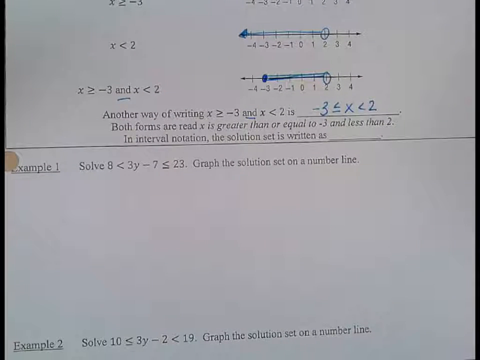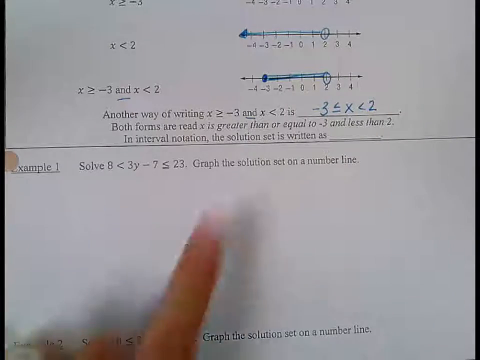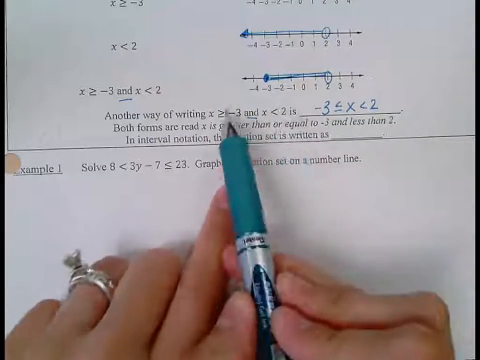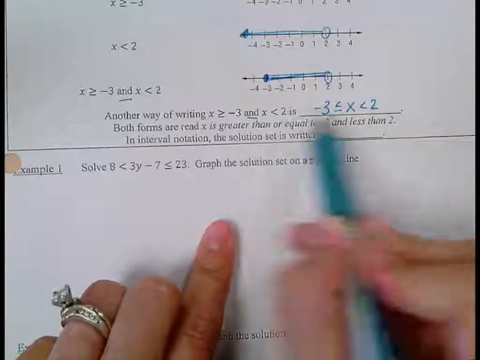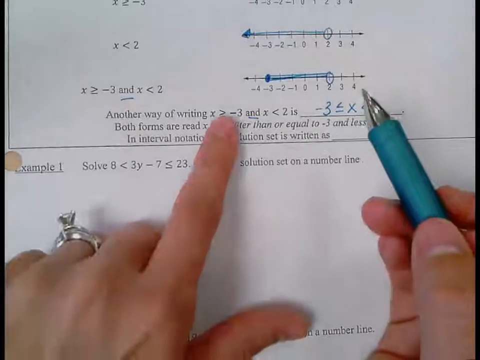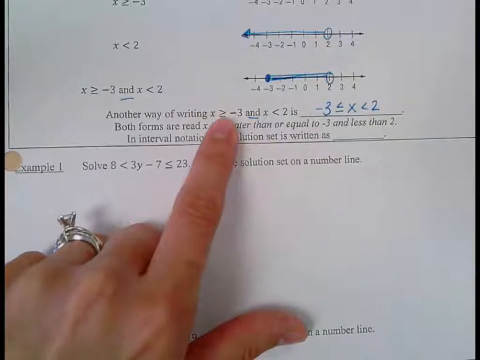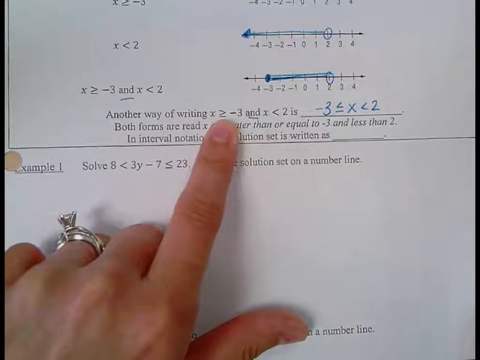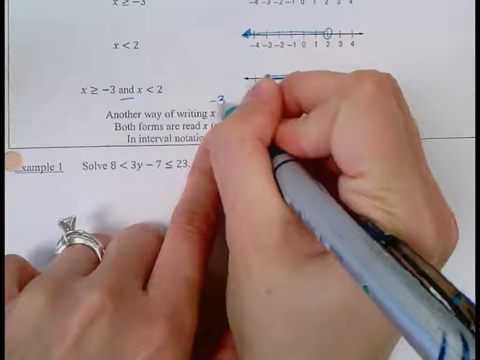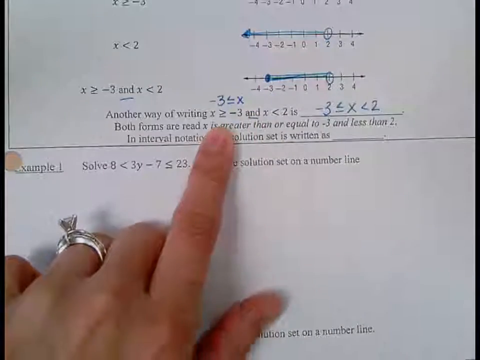So it's kind of merging the two inequalities together and not having a word in between them. And this can only be done if they're joined by and. So now I'll explain how to get from this notation to this one. If you look at that first inequality and you flipped it around, so you flipped everything including the inequality sign, it would be -3 is less than or equal to x.